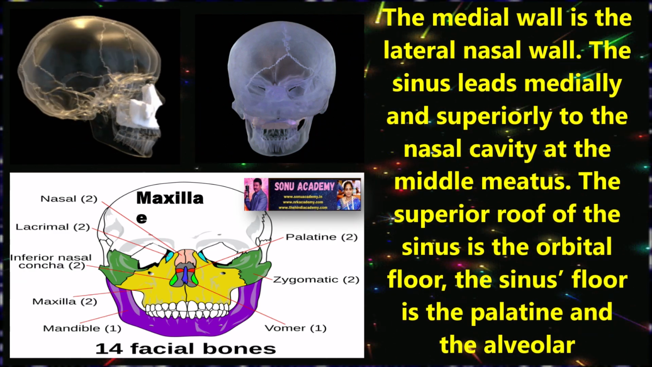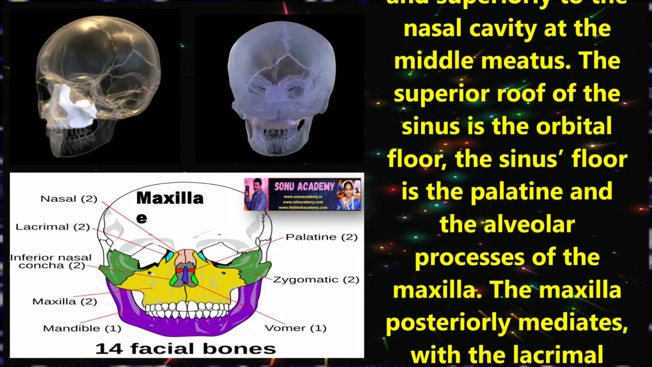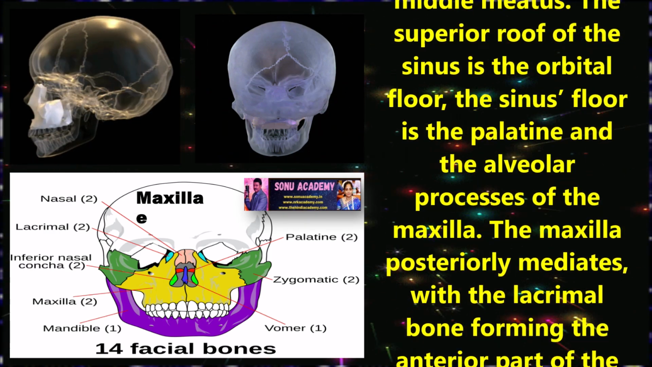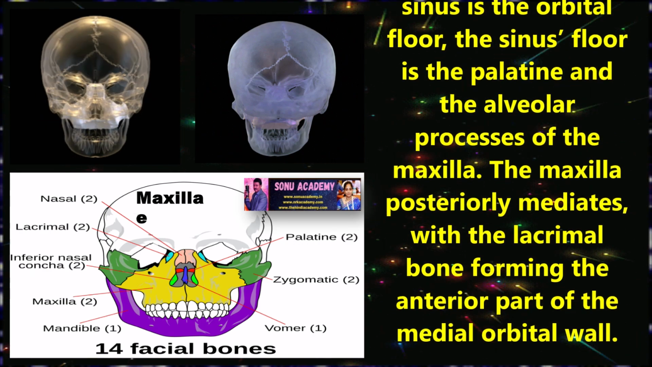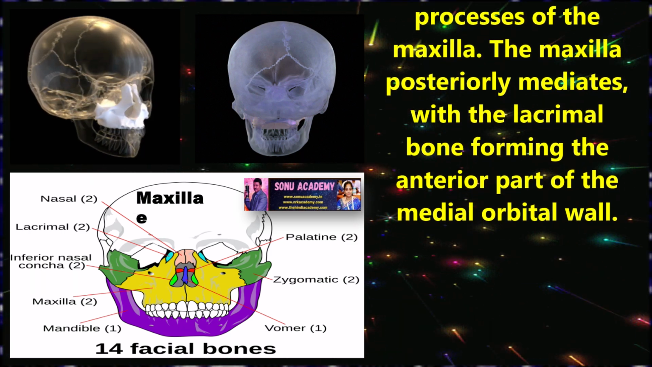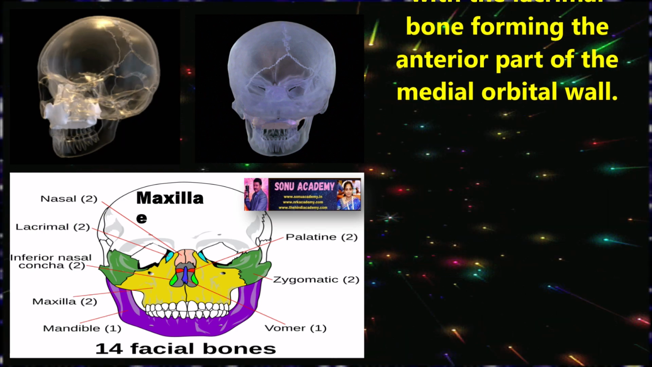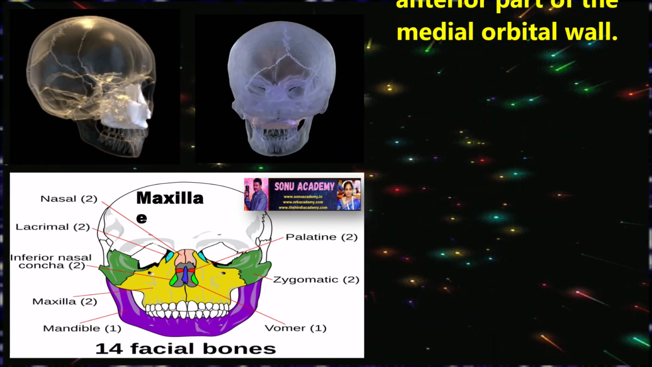The sinus leads medially and superiorly to the nasal cavity at the middle meatus. The superior roof of the sinus is the orbital floor, and the sinus floor is the palatine and the alveolar process of the maxilla. The maxilla posteriorly articulates with the lacrimal bone, forming the anterior part of the medial orbital wall.